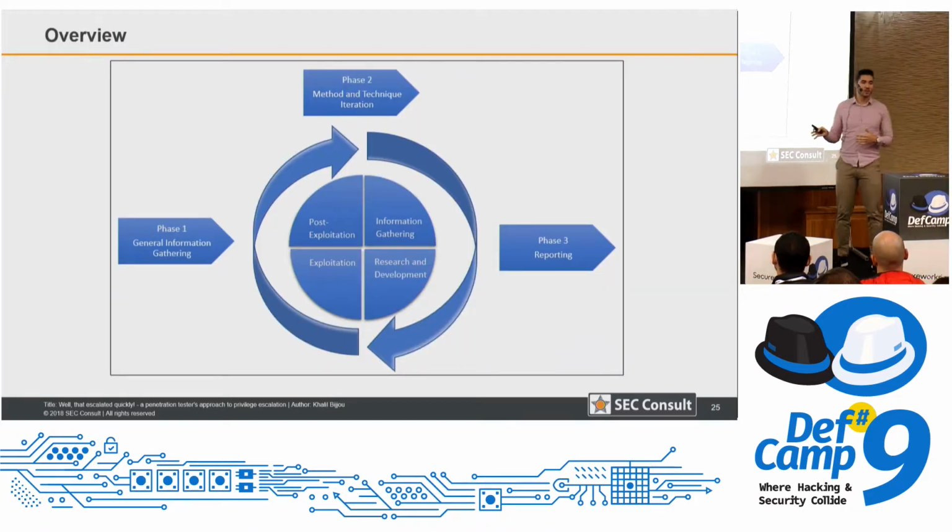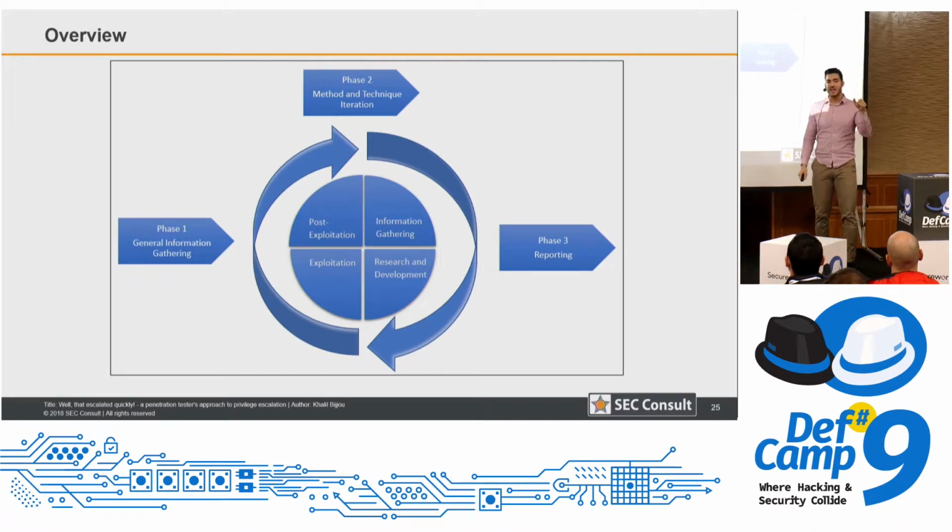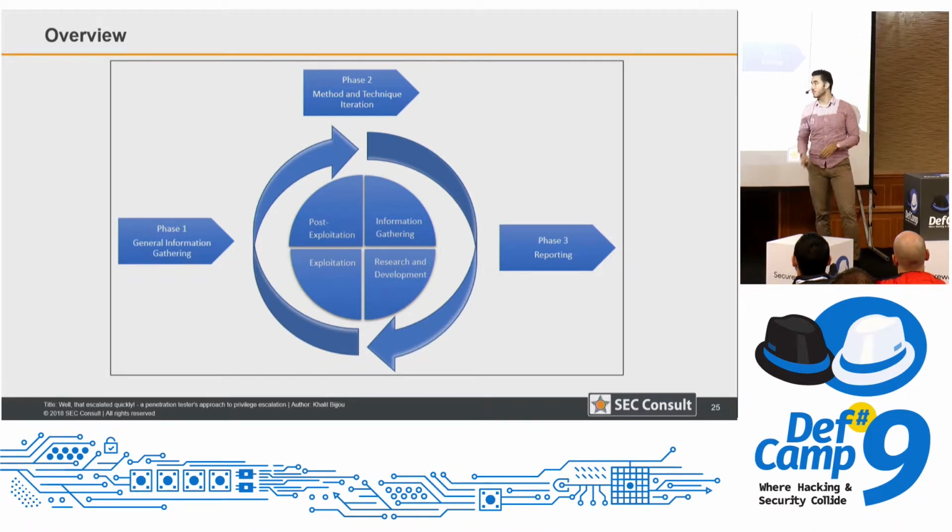This is how the approach looks like. We have 3 different phases. The first phase is the general information gathering phase. The second phase is the method and technique iteration, where we again have 4 different steps. And as you can see, we stay in phase 2 because we iterate through the different methods. We'll talk about it shortly. And in phase 3, we have the reporting phase.